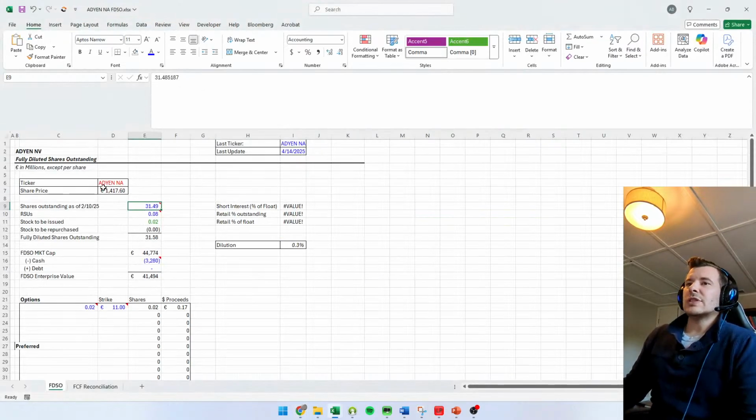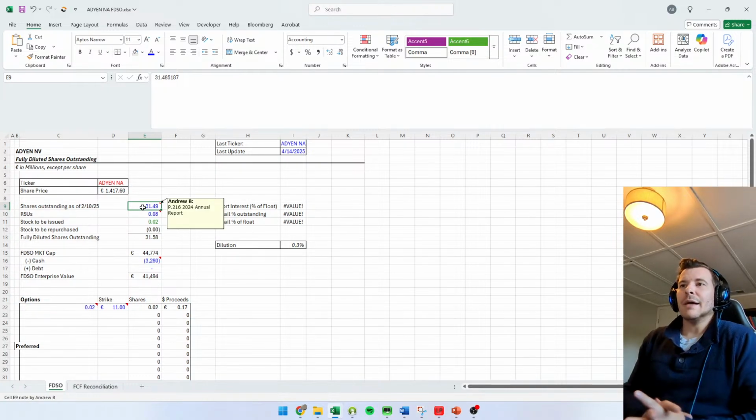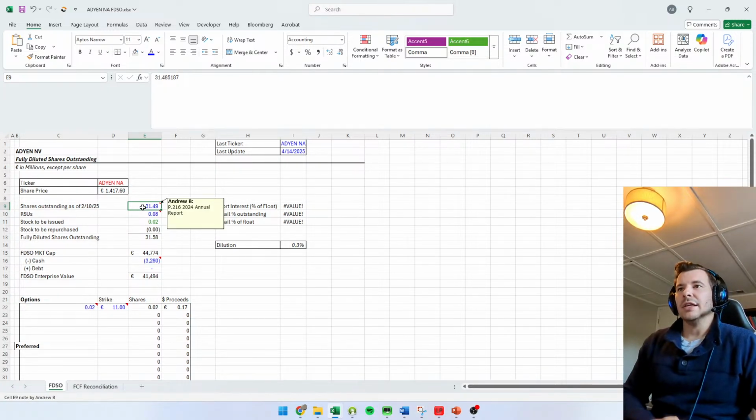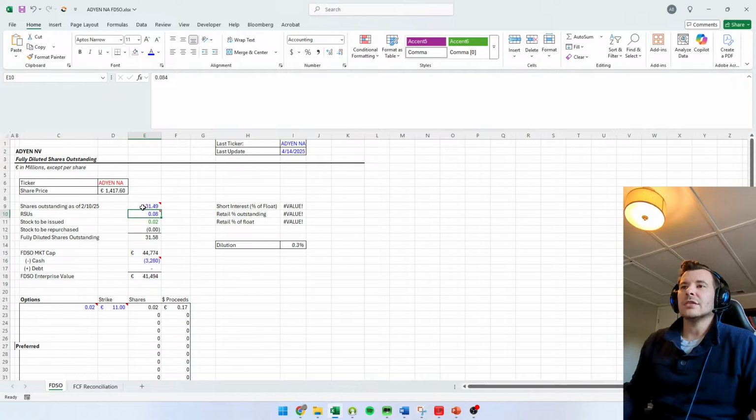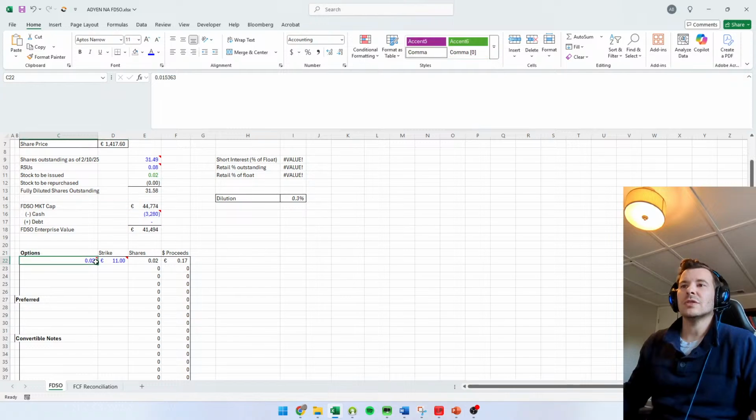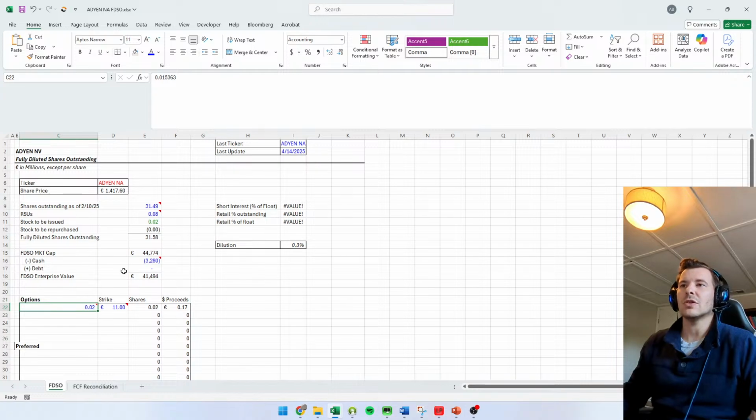So to just explain what we're doing quickly, we're starting with how many shares are currently outstanding for Adyen. Then we're adding the RSUs, so restricted stock units. And then we're also adding any stock to be issued. So in this instance, we found some options. Just a small number of options. This is about 20,000, because remember, this is all in millions, with a strike of 11 euros a share. So those are very in the money.